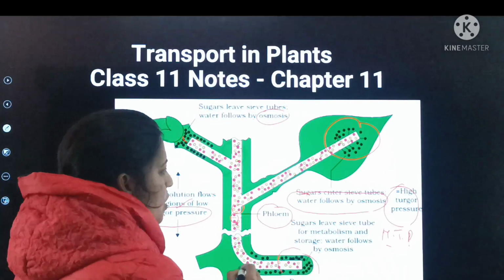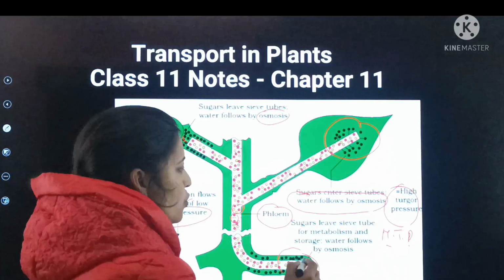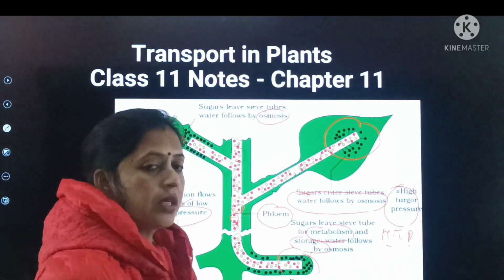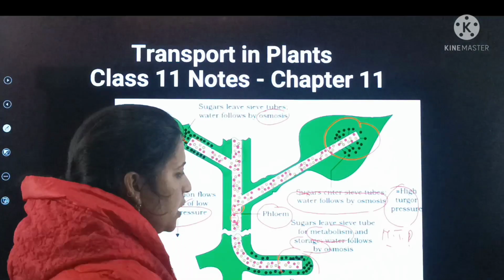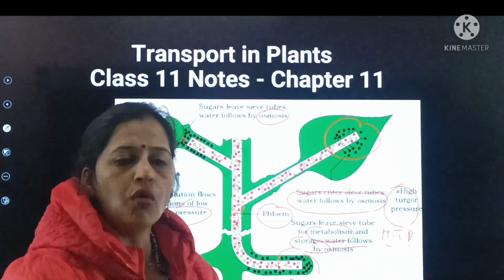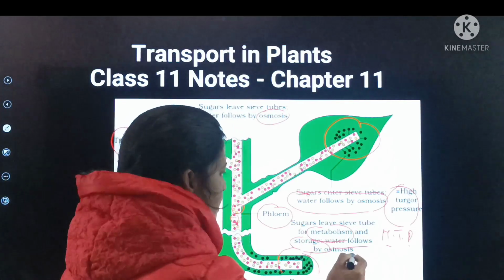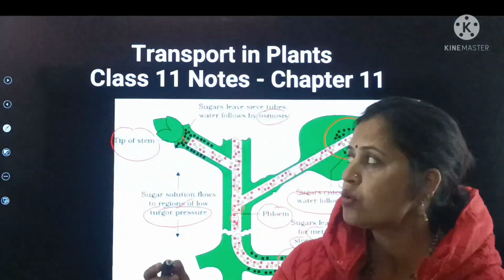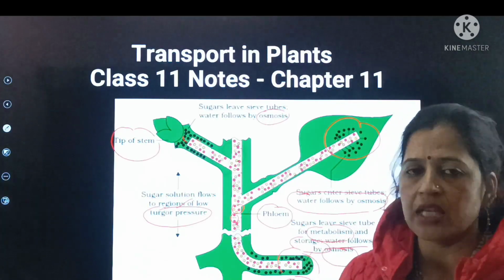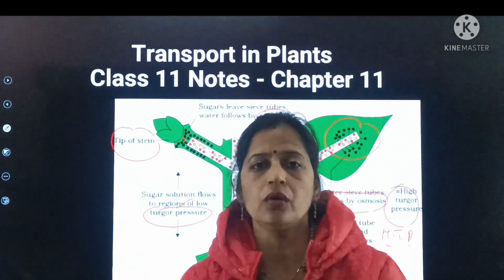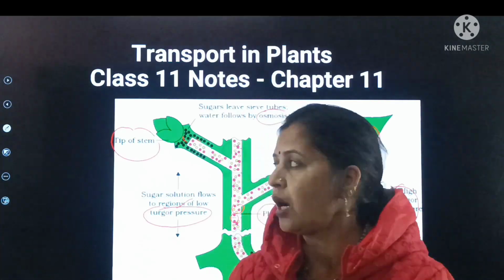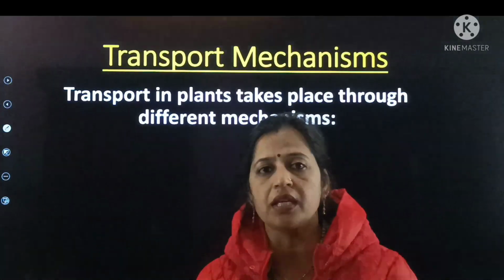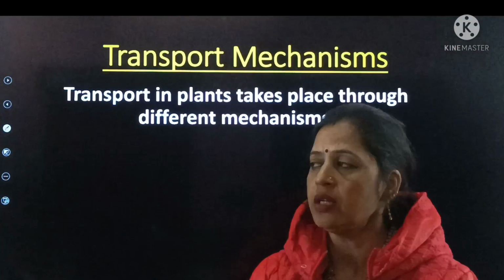In this way, sugar leaves the seed tubes and is used for metabolism and storage, and again the water follows by the process of osmosis. These are the roots. So in this way the transportation in plants takes place, and in this chapter we learn about the various means of transport in plants. Next, transport mechanisms. What are the various transport mechanisms used for transportation in plants?